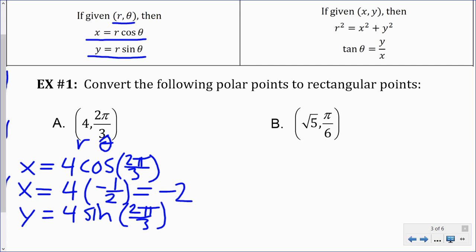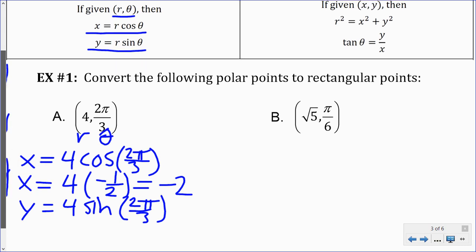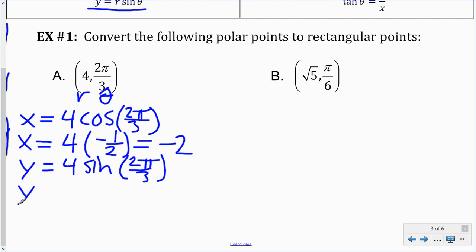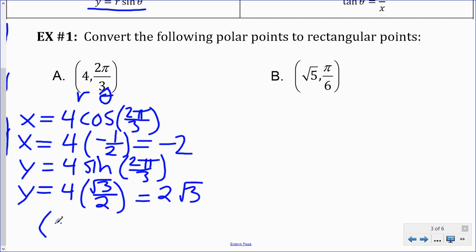Okay, and then we know sine at 2 pi over 3 from our unit circle is going to equal square root of 3 over 2. And so again, if I multiply straight across, I get 2 square root of 3. So my rectangular coordinates are negative 2, comma, 2 square root of 3.